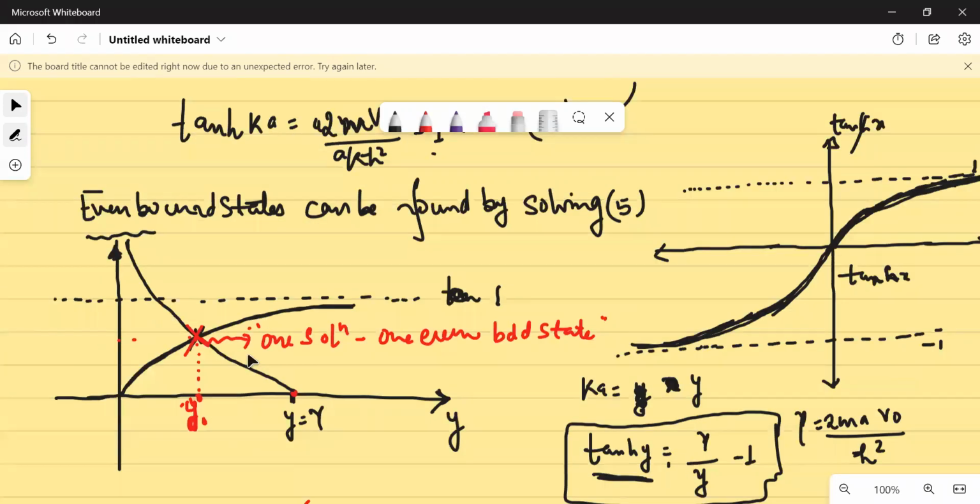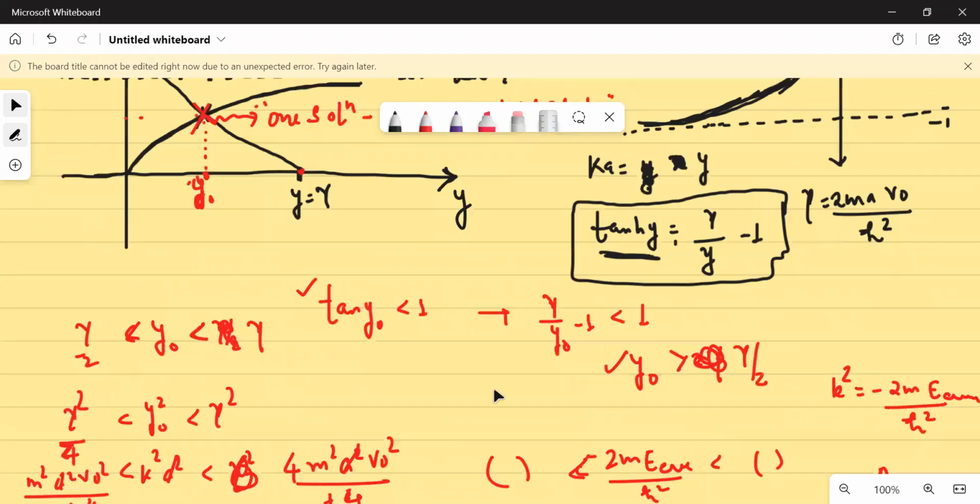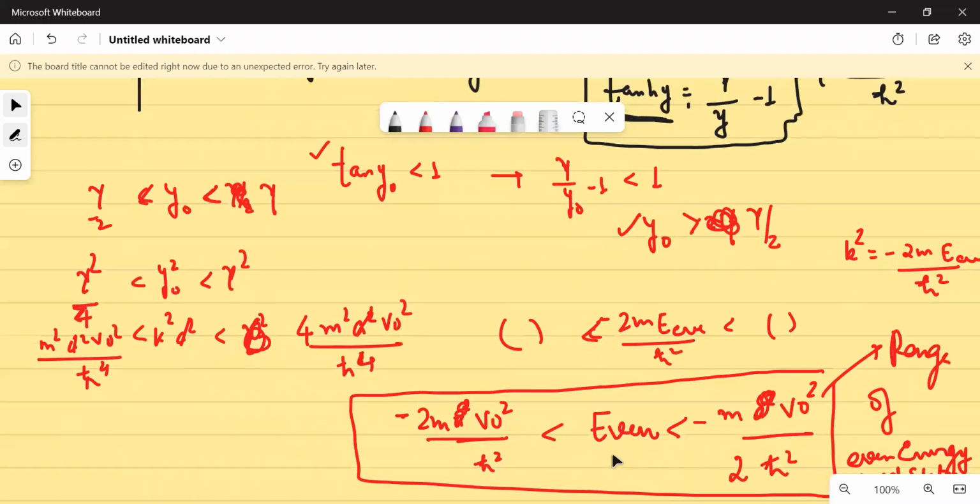We plotted the graph of tan hyperbolic Ka versus 2ma V naught upon h square K minus 1. We tried to plot these two, and we found that there would be one even bound state. In fact, the range of energy values for that even bound state would come between minus 2 m V naught square upon h square and minus m V naught square. Is that clear?